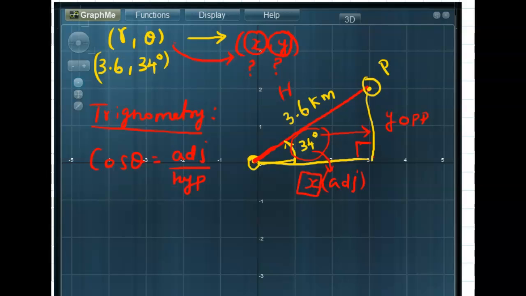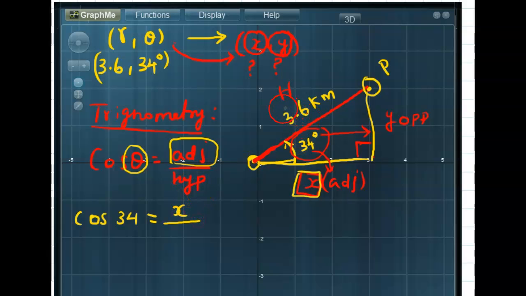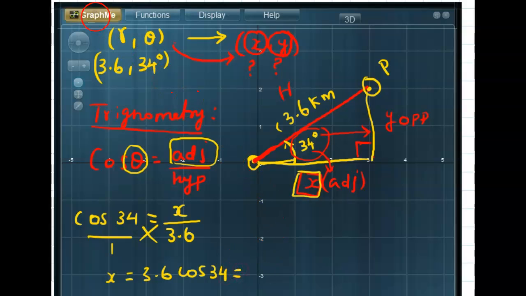So now we are going to substitute the values. I know theta is 34. I substitute the adjacent side, because I want to find the x value. So x divided by the hypotenuse, which is 3.6. Now by cross multiplication I can find x is equal to 3.6 multiplied by cos 34, which gives 3.